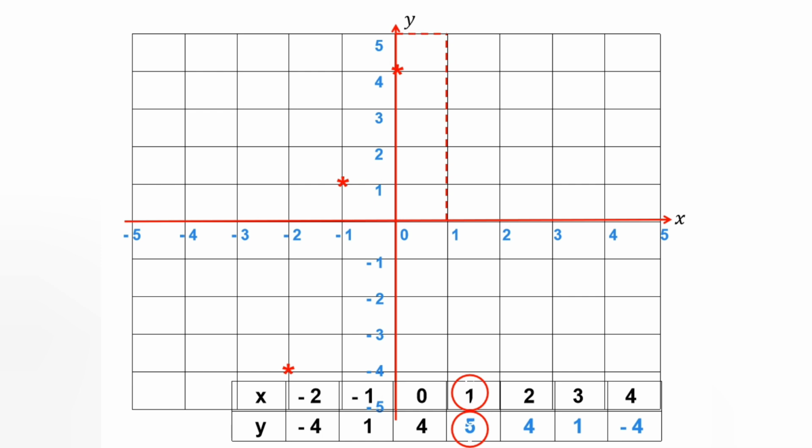We pick 1 and 5 and they intersect at that point. Then we pick our 2 and 4 as well, and that one also, they will intersect at that point. We make an asterisk there. So we do it until we are done with all the values in the table. That is how it is done.